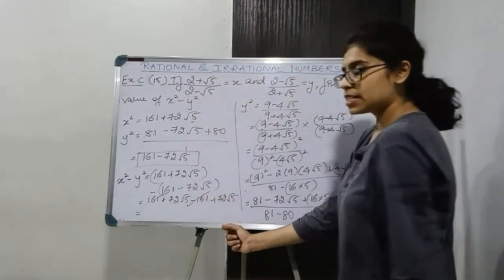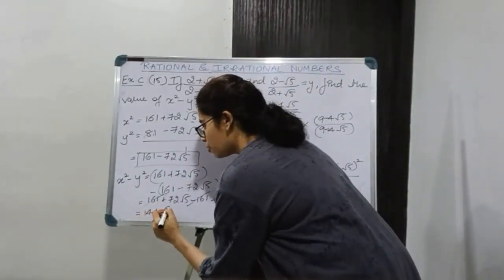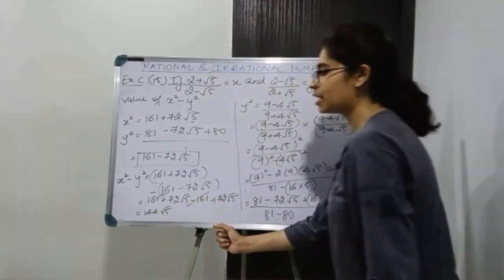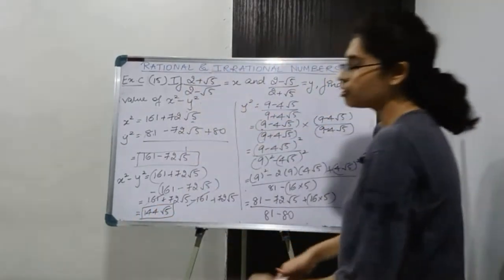72 root 5 plus 72 root 5 gives 144 root 5. 72 add ho jayega and root 5 will remain as it is. So x square minus y square is equal to 144 root 5.